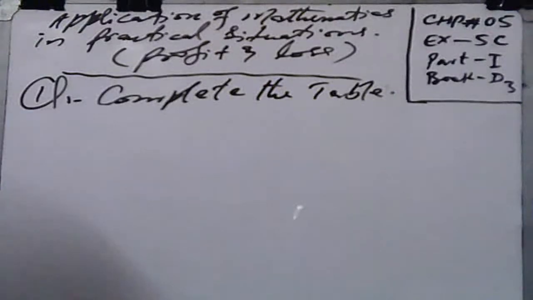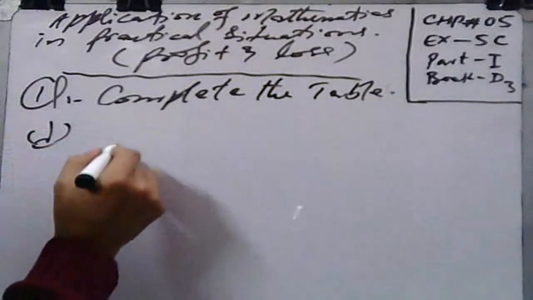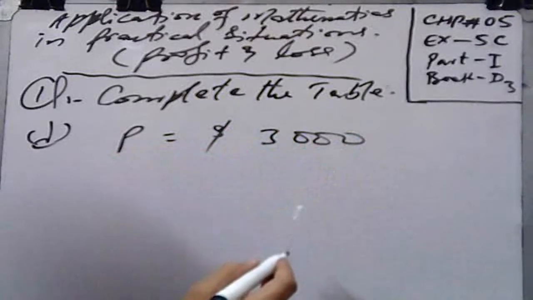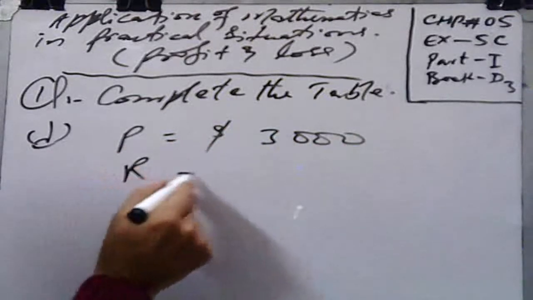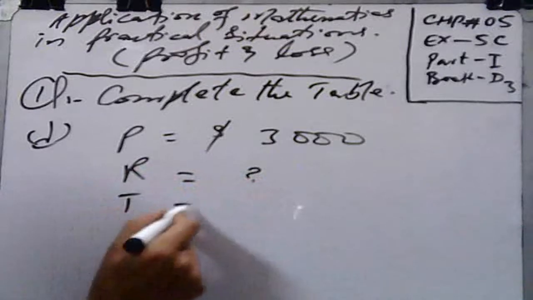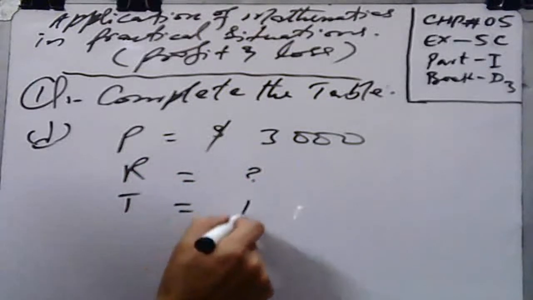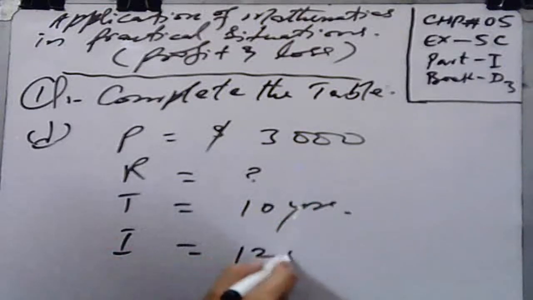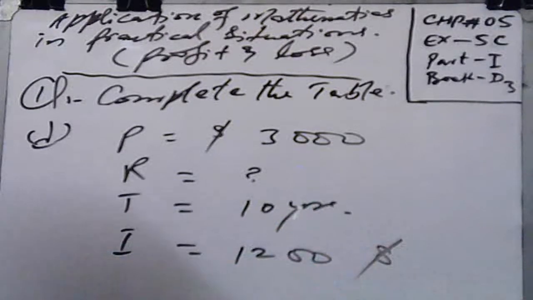In the D part, the principal amount is given to you. You can see in your table that it is 3000. The rate of interest we have to find. The time is given, 10 years, and the simple interest is $1200, and we have to find the amount. Two things we have to find: one is the rate of interest, the second is the total amount.